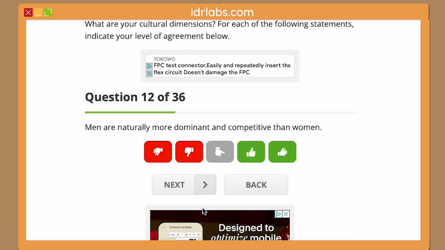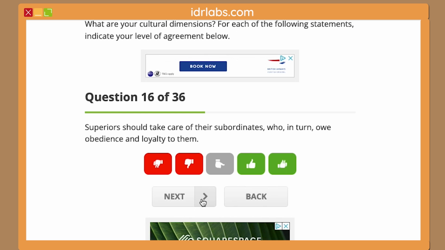Question 12. Men are naturally more dominant and competitive than women. I think men are nurtured to be more dominant and competitive than women. Some of the time. Women can be dominant and competitive too, but it's societally expected of men to be dominant and competitive. And honestly, the best people aren't. Neutral on that one. Question 16. Superiors should take care of their subordinates who in turn owe obedience and loyalty to them.